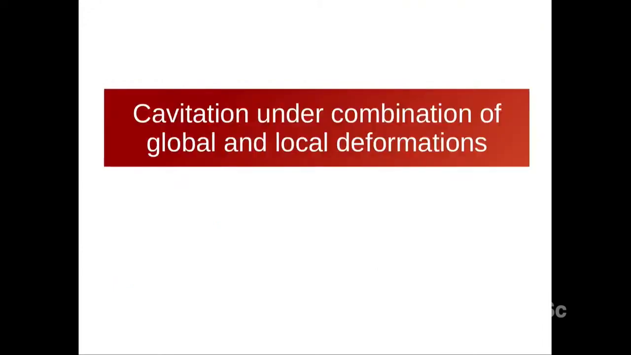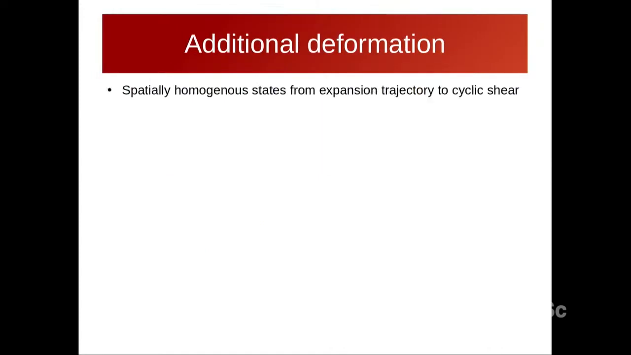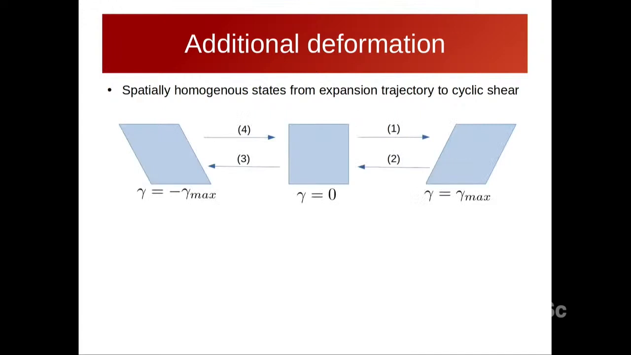So this was the first part of our work, and coming to the second part, we are trying to do a combination of deformations. During our expansion trajectory, we pick up some states which are spatially homogeneous, and we subject these states to a secondary deformation, which is, say, something like cyclic shear. So basically Peter has talked about cyclic shear yesterday.